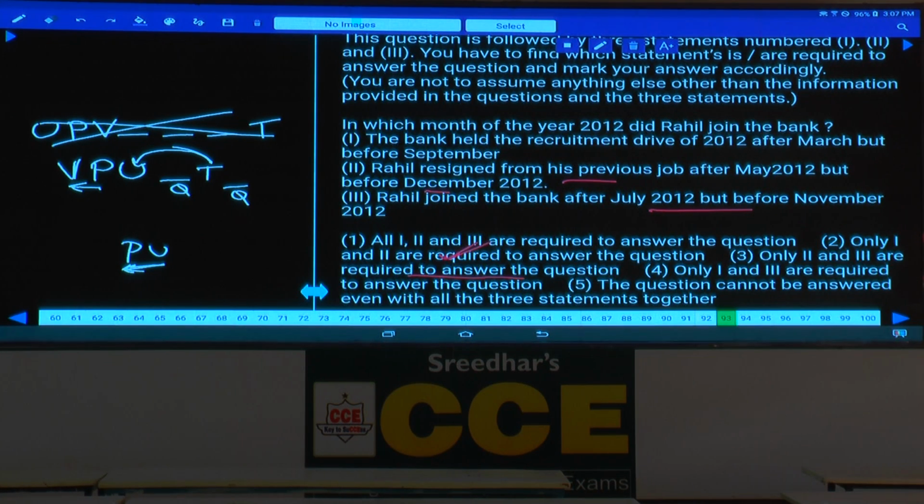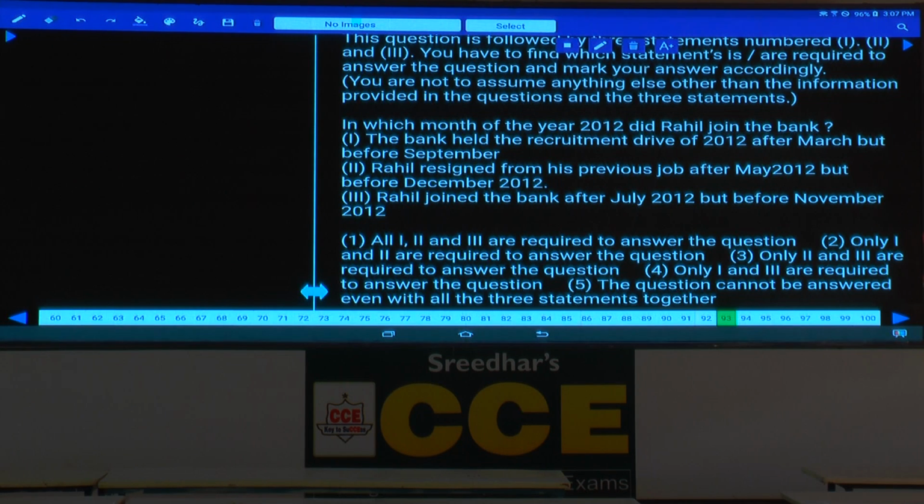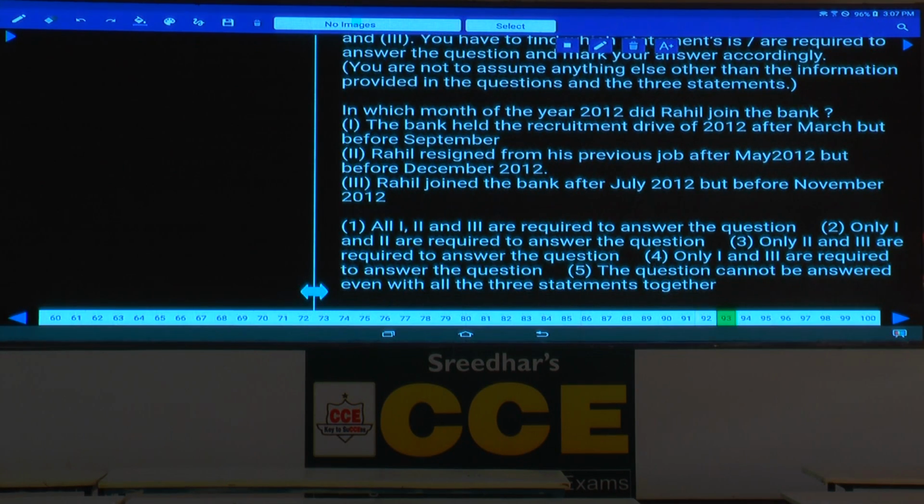Then question number 93. Now in this 93, in which month of the year 2012 did Rahil join the bank? Now we need to find out the month. Now the choices are 1 and 2, 2 and 3, again 1 and 3, and the question cannot be answered, isn't it? Again combinations of these were given. Now choice 2, 1 and 2 is given. First tell me, by combining 1 and 2 are we getting the answer or not?